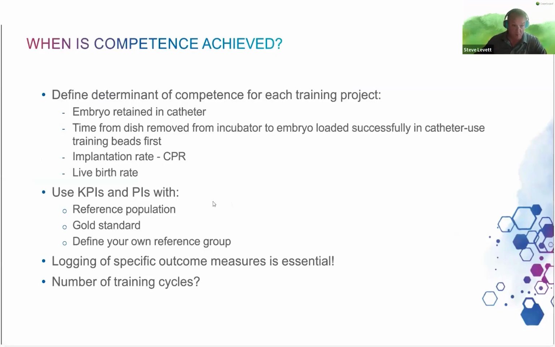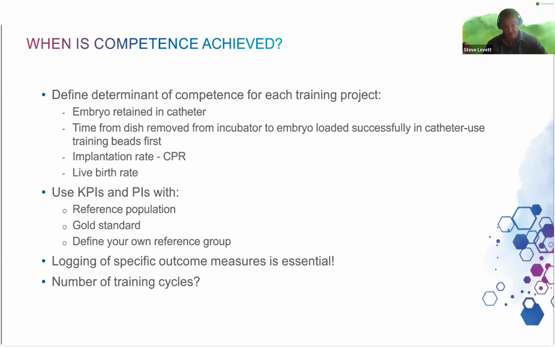So what do we see? Is it a measure of the number of embryos that are retained in the catheter, time from the dish removed from the incubator to the embryo being loaded and transferred, etc.? And you can see here, using KPIs and performance indicators are important. We always need to remember, though, if we're using KPIs, we have to use a standard reference population.